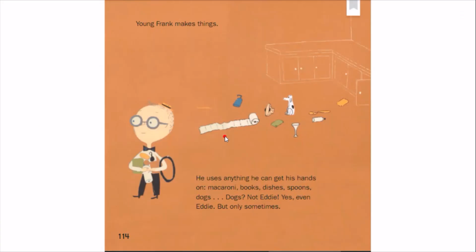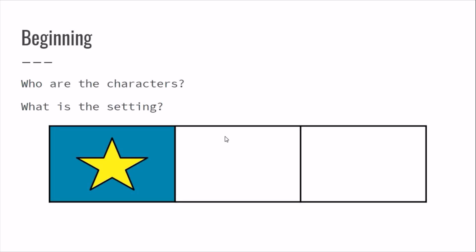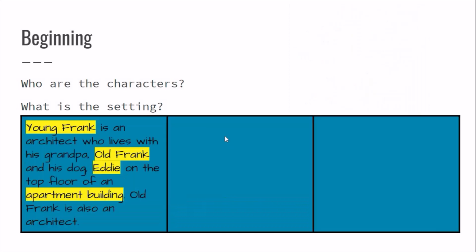So I have the characters as well as the setting. So who are the characters and what is the setting? Well, we've got it already. Young Frank is an architect who lives with his grandpa, Old Frank, and his dog, Eddie, on the top floor of an apartment building. Old Frank is also an architect. So I'm giving you some information about the characters and the setting. And for this story, the setting is just the place. We don't know exactly when the story is taking place.